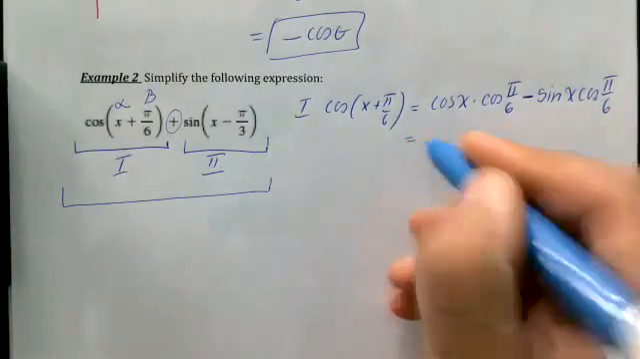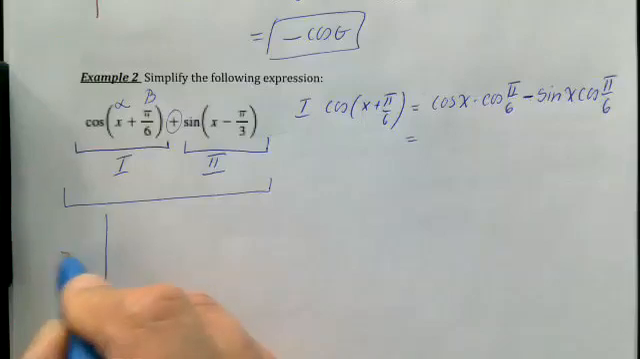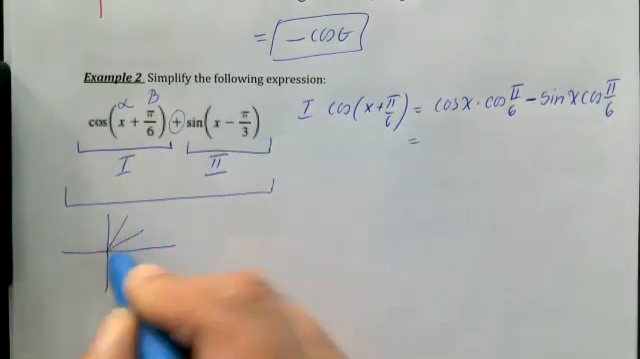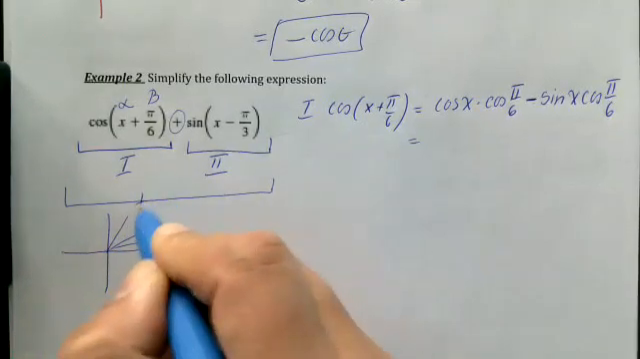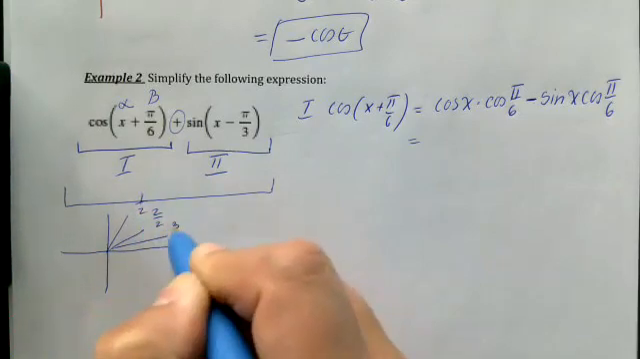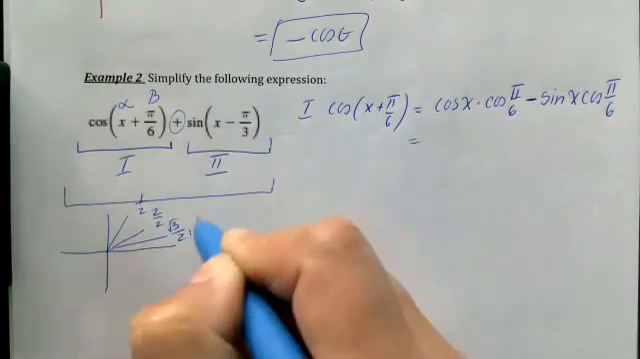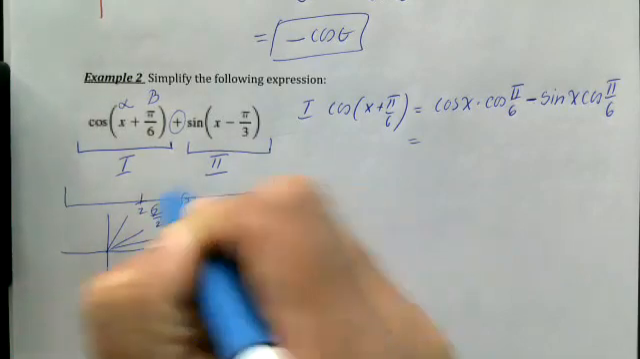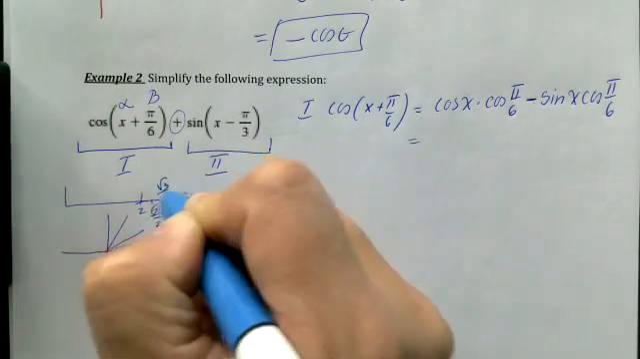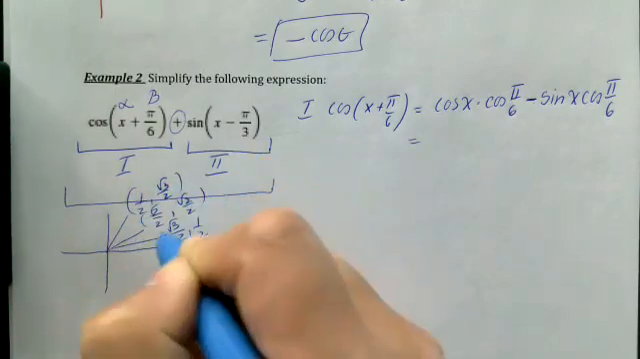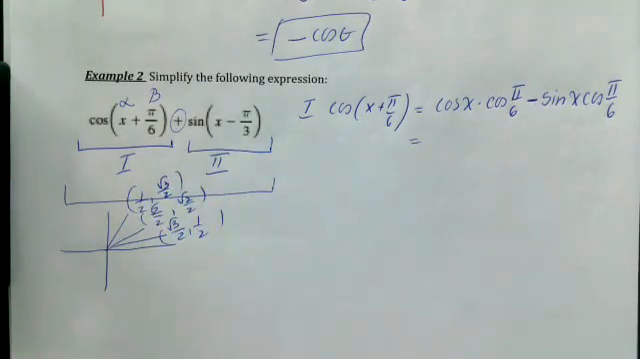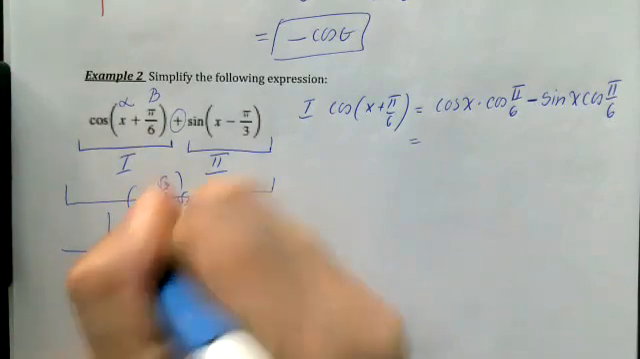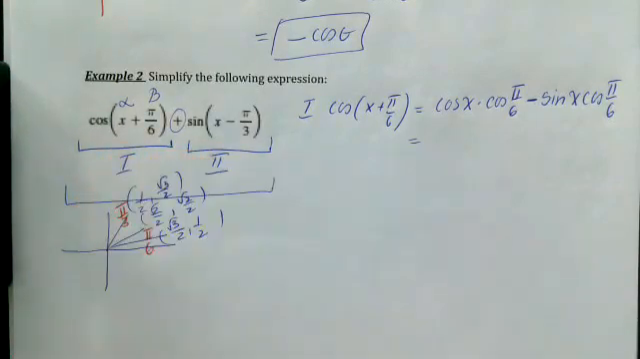So we're going to be working with pi over 6 and pi over 3. I would do my 1, 2, 3s here. 1, 2, 3. 1, 2, 3. This is where pi over 6 is. This is where pi over 3 is.